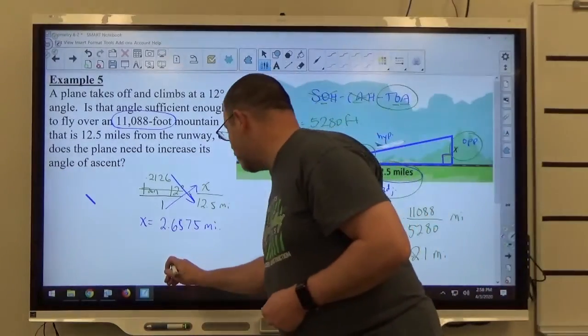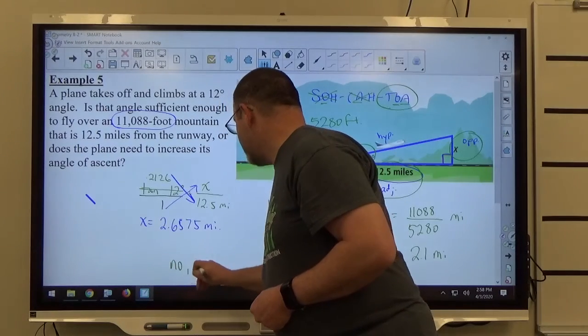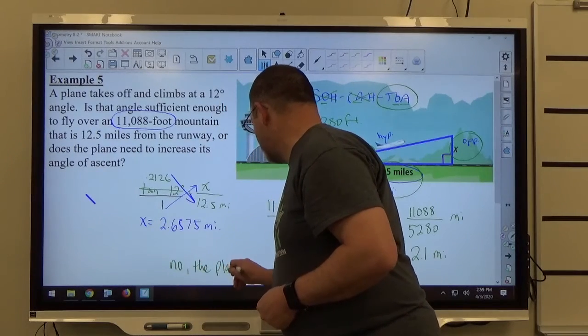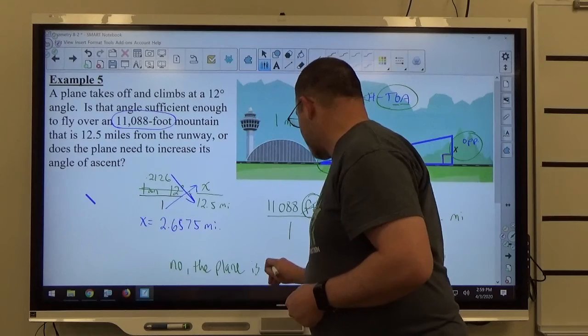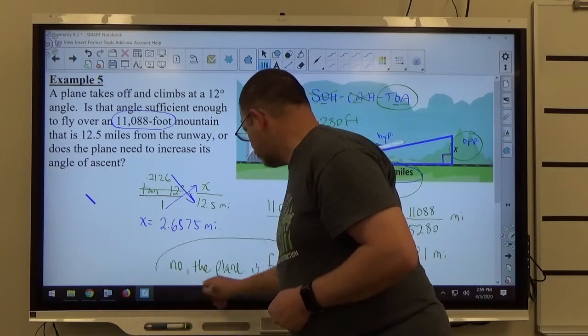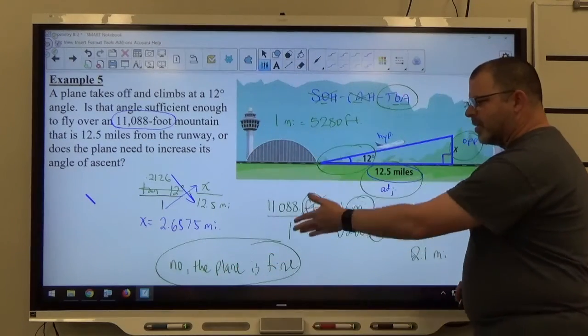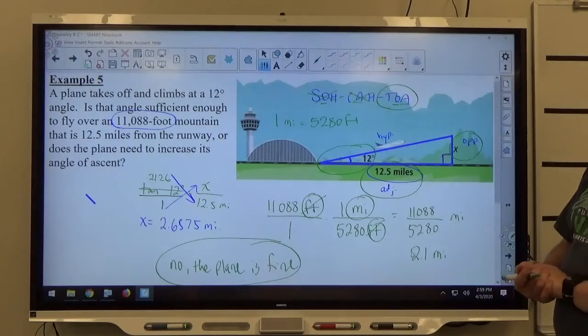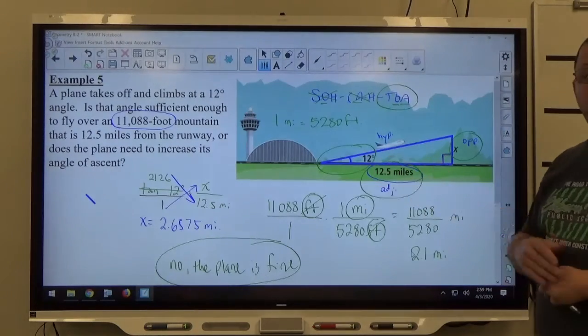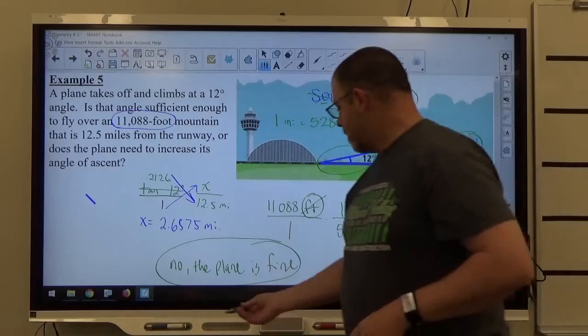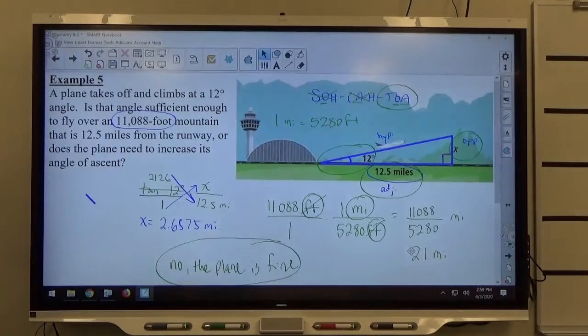The answer is no. The plane is fine. All the work is necessary. I don't want to just get a yes or no answer to a question like that. Work it out to get me the reason why it's yes or no. The plane does not need to change its angle of ascent.